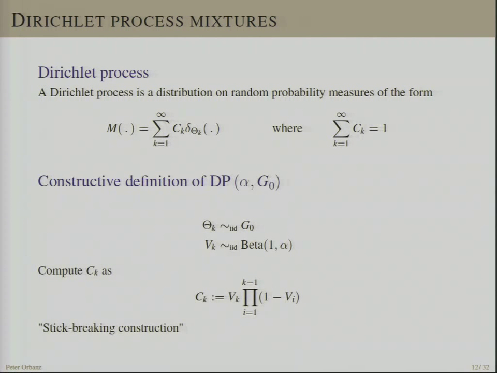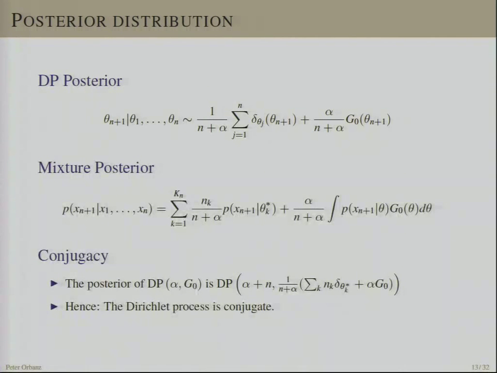Of course, that is only going to work if we can compute posteriors and if we can do inference in that model. At first glance, it's not clear how that should be possible with an infinite number of clusters. Now it turns out that the Dirichlet process has a particularly nice and simple posterior distribution. And the way it looks is like this.